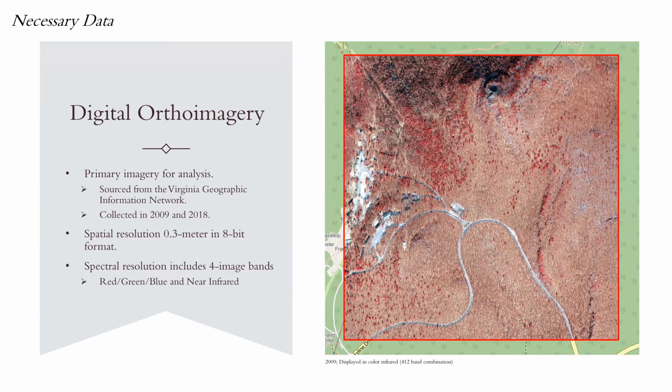The primary imagery and data source I'm using is a set of digital ortho imagery, one from 2009 and then another set from 2018. And they were taken during leaf-off conditions, which is key to locating hemlock trees since they hold their needles year round and are more easily located in imagery this time of year. The spatial resolution is 0.3 meters in 8-bit format with a spectral resolution of 4 bands, including the red, green, blue, and near-infrared image bands. An example of a 2009 tile is shown here on the right, displayed in color infrared, with bright red areas representing healthy vegetation within the forest.